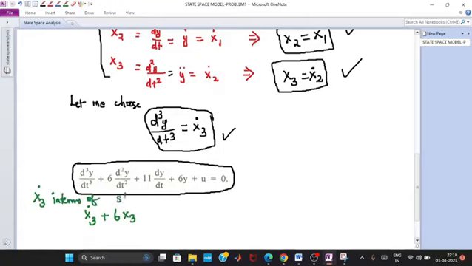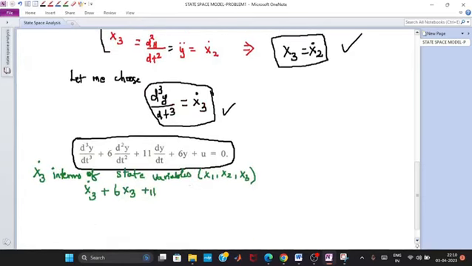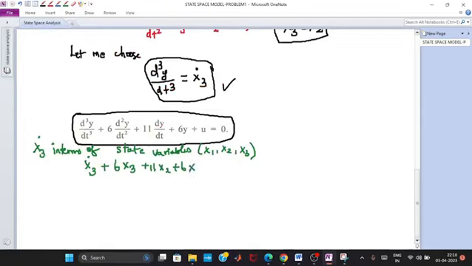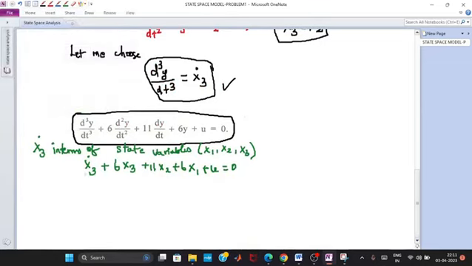What are the state variables? Yes, the state variables are nothing but x1, x2 and x3. So these are all the state variables, right? So x3 dash plus 6 x3 plus 11. What is the equivalent state variable for dy by dt? Yes, x2. So I can put it as x2 and plus 6. What is the state variable assigned for y? Yes, that is x1 plus u equal to 0, right? So now this is the equation for d cube y for the given differential equation.